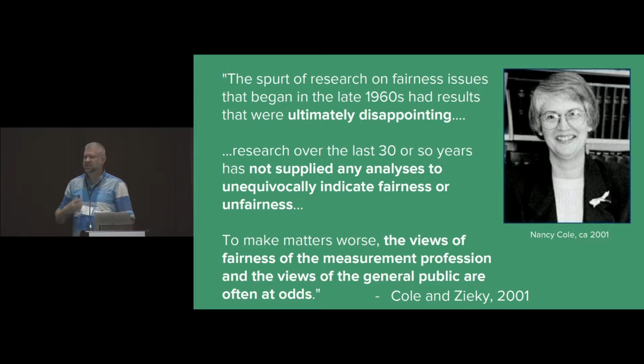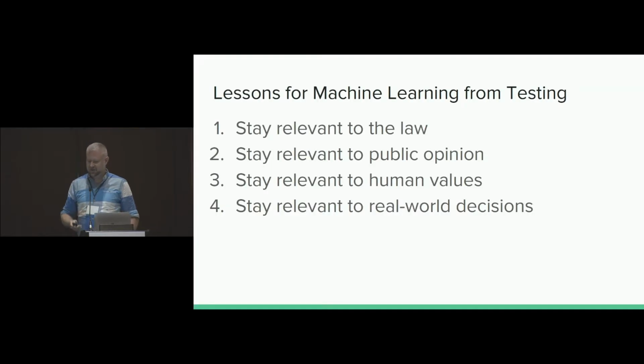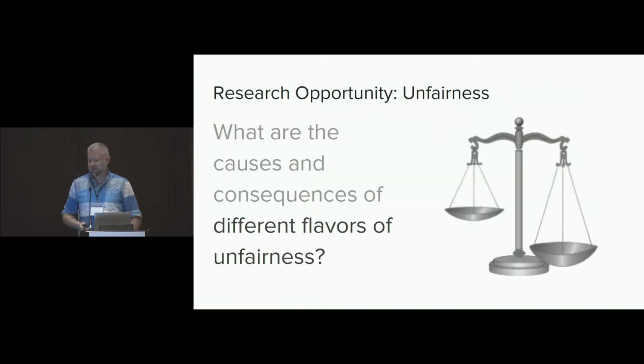So one of the questions we discuss in the paper is how can machine learning try to learn from these similarities and these ultimate disappointments to avoid a similar fate. And four high-level lessons that we try to take away from this are staying relevant to the law and to public opinion, and to maintain connections to human values and to real-world decisions. We also try to point out some research opportunities which we think the history of testing suggests.